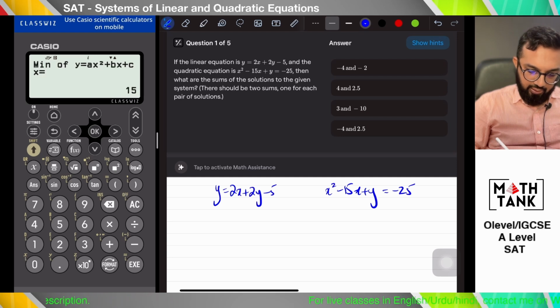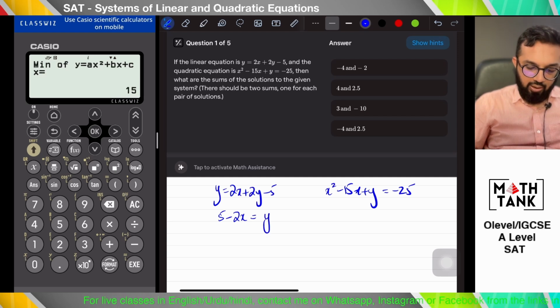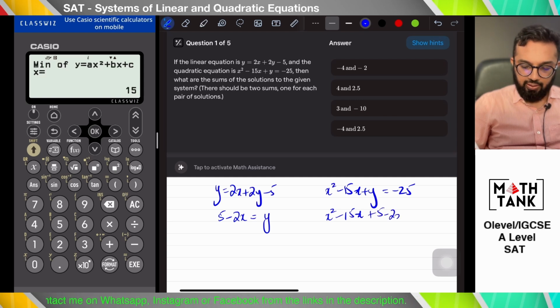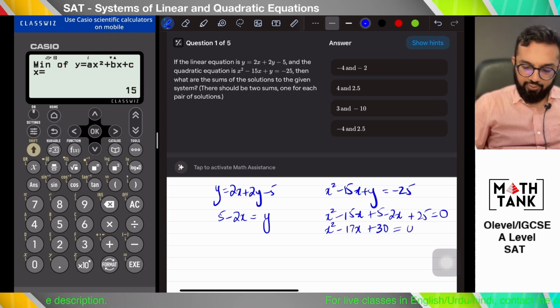Y is the subject here? No, y is not the subject here. If I move everything to one side, I get y equals 5 minus 2x. So x squared minus 15x plus 5 minus 2x plus 25 equals 0. X squared minus 17x plus 30 equals 0. So 15 and 2.